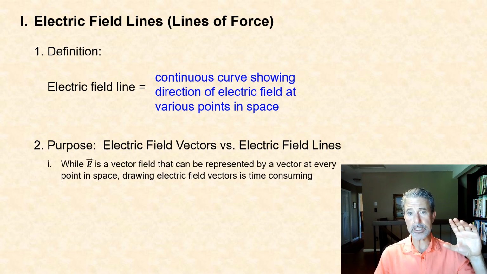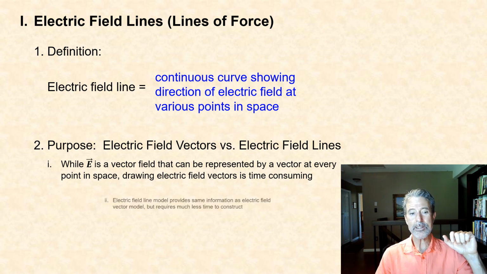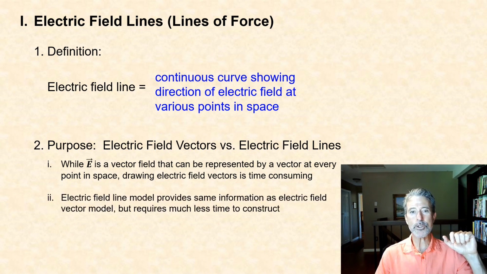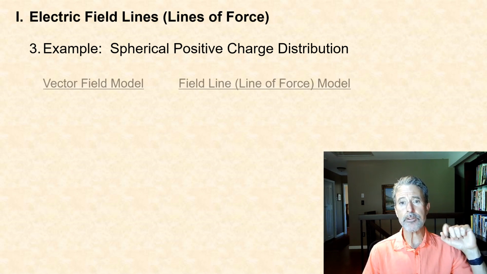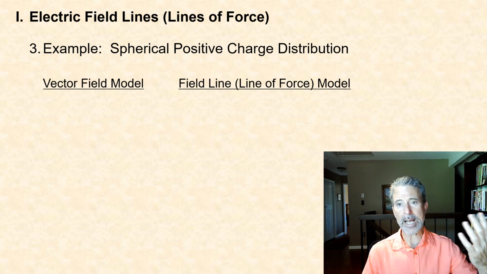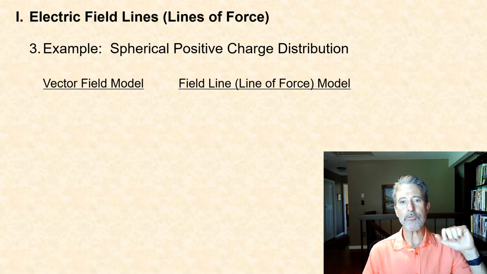As we were saying previously, drawing electric field vectors at every point in space is quite time-consuming, if not impossible. So this electric field line model, as we're saying, will provide us with the same information as the electric field vector model, but is going to require much less time to construct, as we shall soon see. Let's now take a look at a specific example of a charge distribution and then compare the vector field model with the field line model, what we call the line of force model.